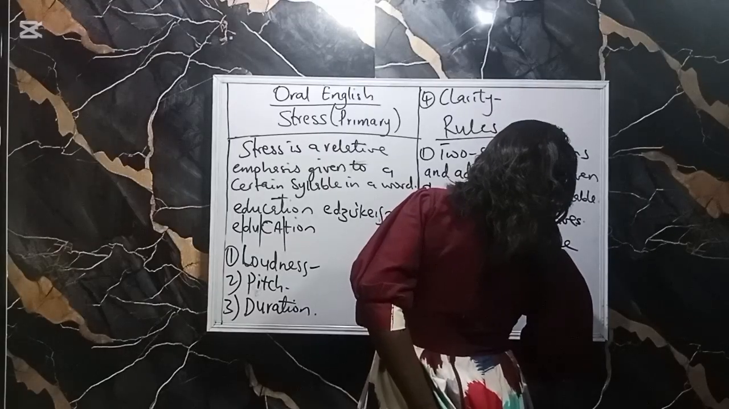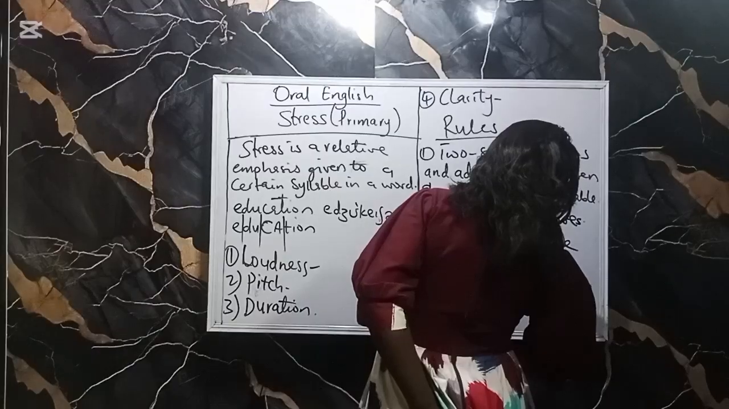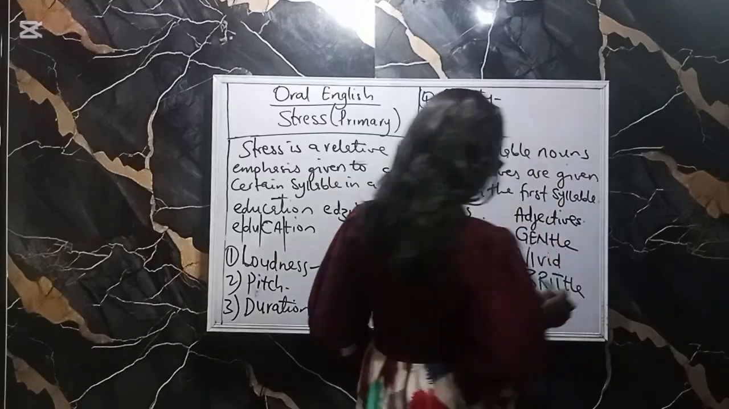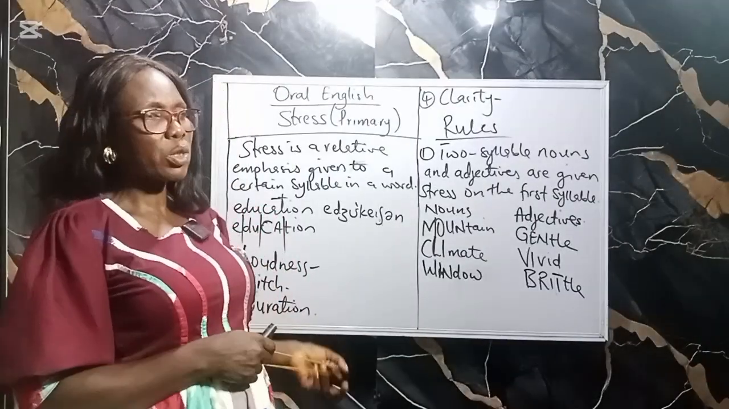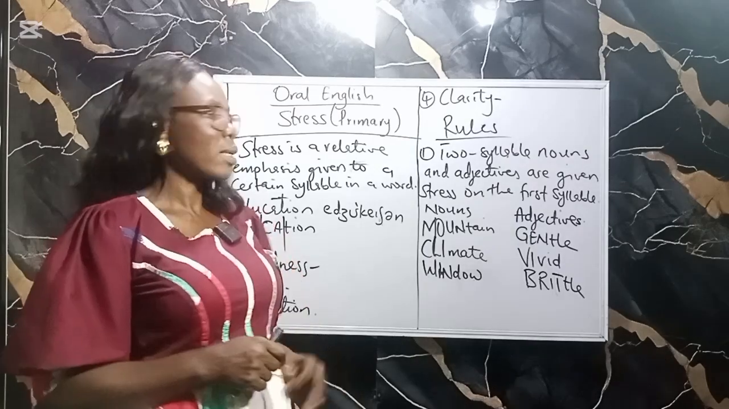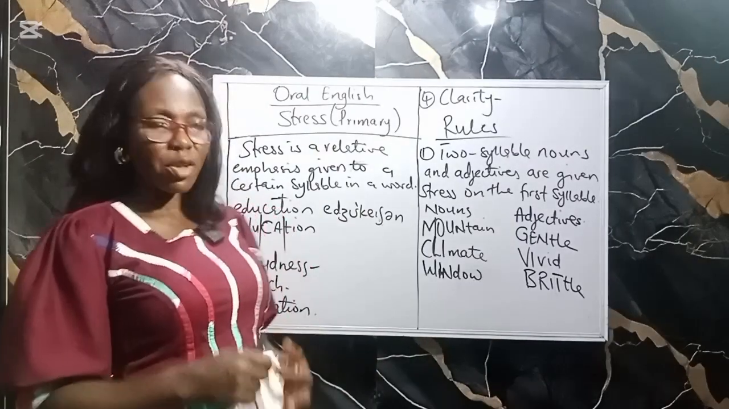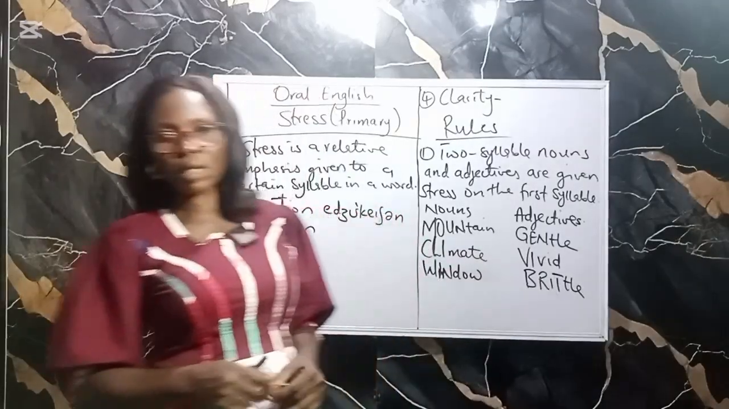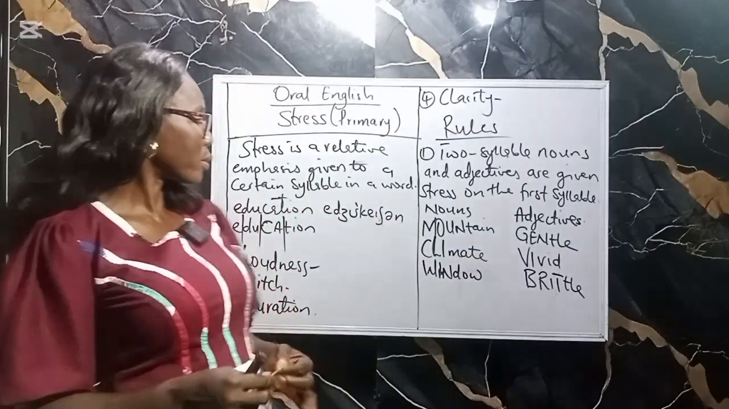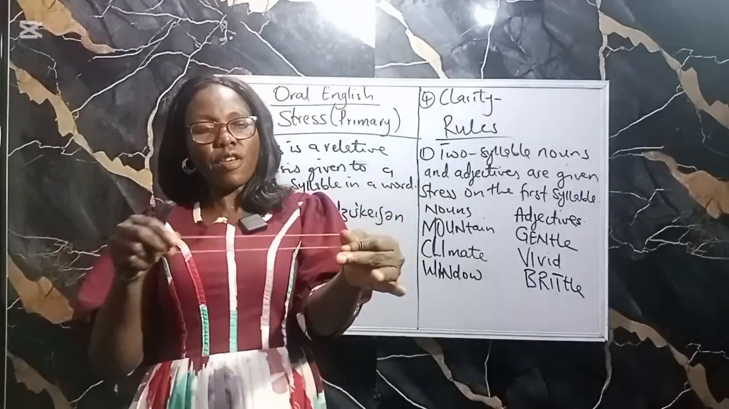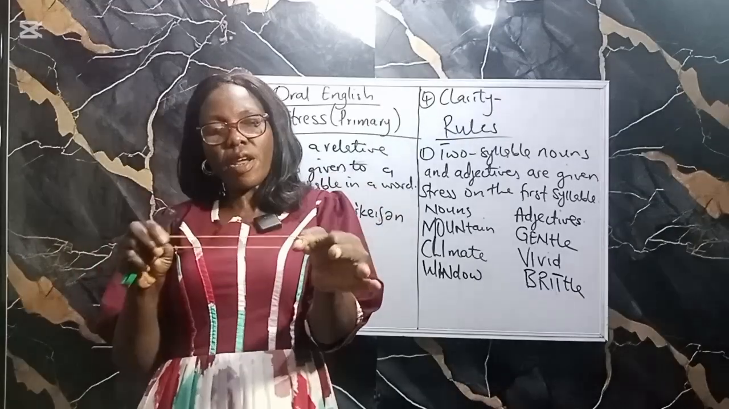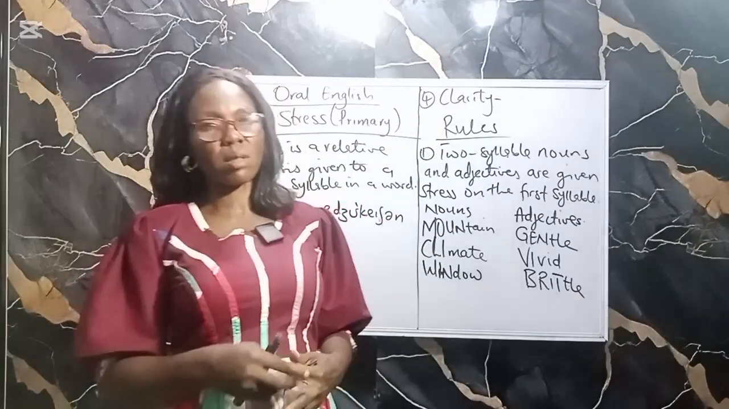Brittle. So that is it. Remember, those in capital letters are the ones that are stressed. And you remember we said they are the first syllable. Now, gentle, vivid, brittle. That's how to stress it.